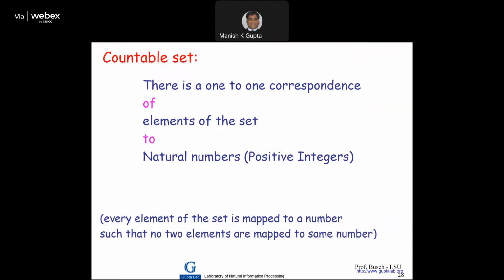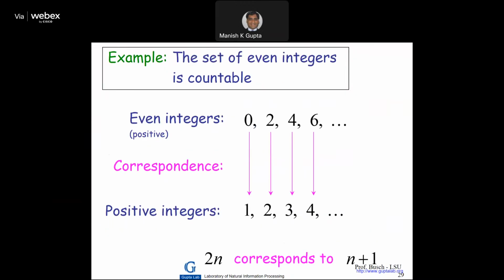The set of even integers is countable, right? You give me an even integer, I give you a natural number. You give me another even integer, I'll give you another natural number, right? So you can find a one-to-one correspondence because f of n equals 2n is a one-to-one and onto function. So that is countable. Basically every element of the set is mapped to a number such that no two elements are mapped to the same number. This is the key thing. There are different ways you can see it. If you include 0, the function will be a little bit different, but otherwise, you can do that. Very good.